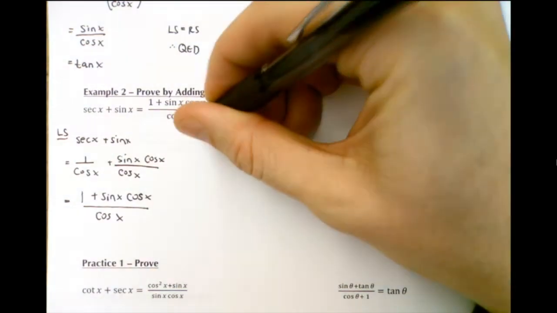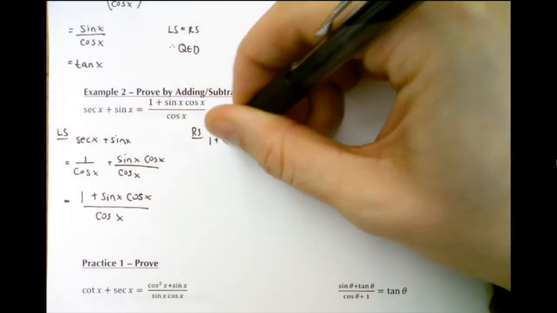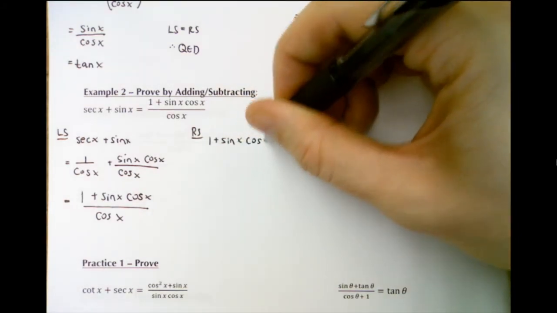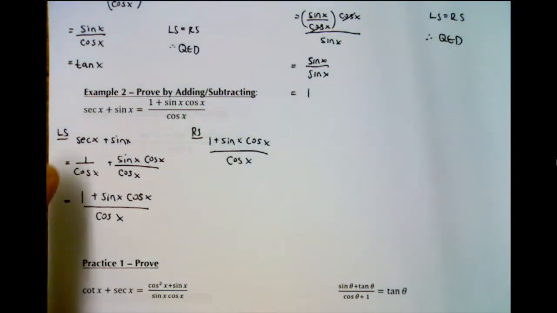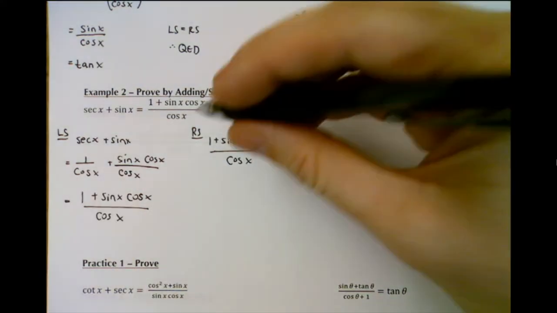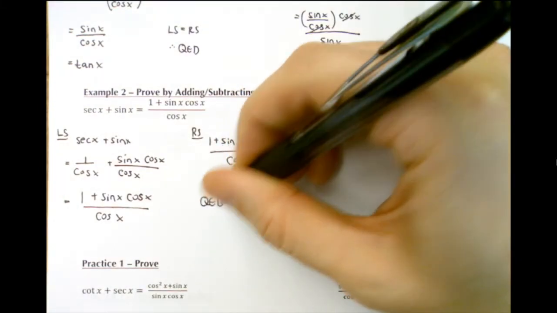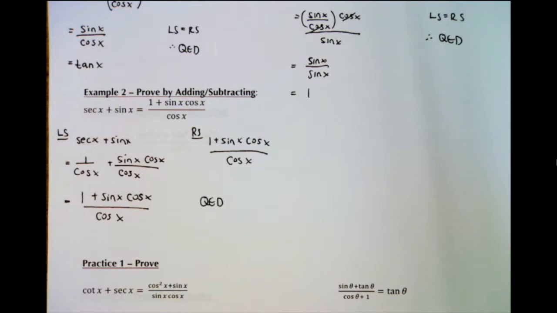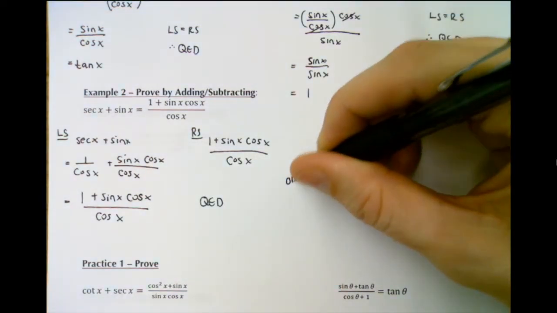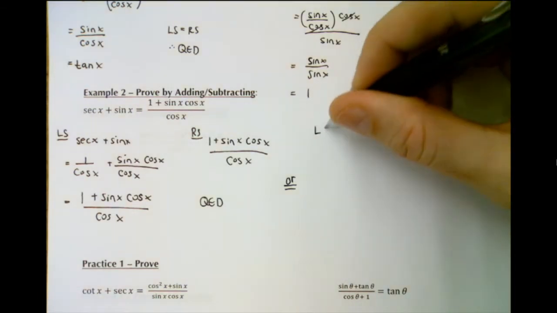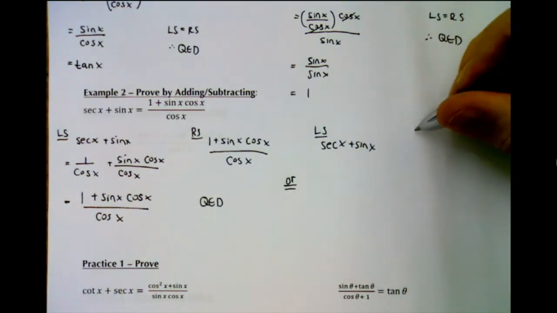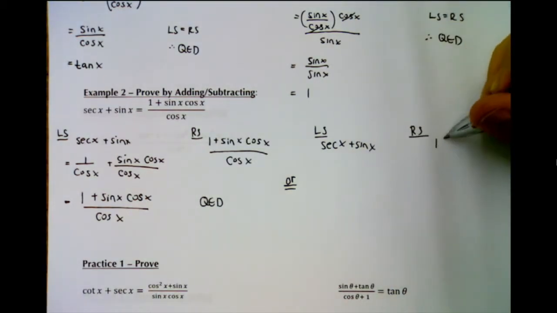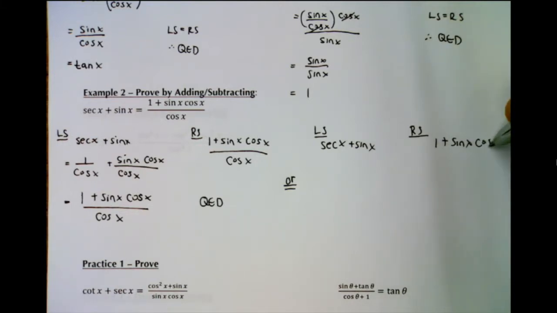Our right side was 1 plus sine x cosine x over cosine x. So in 2 steps here, by adding fractions, we have demonstrated the proof. What if you chose the other side? Here we go. We're not going to work from the left side, but our left side was secant x plus sine x. From the right side, we have 1 plus sine x cos x over cos x.